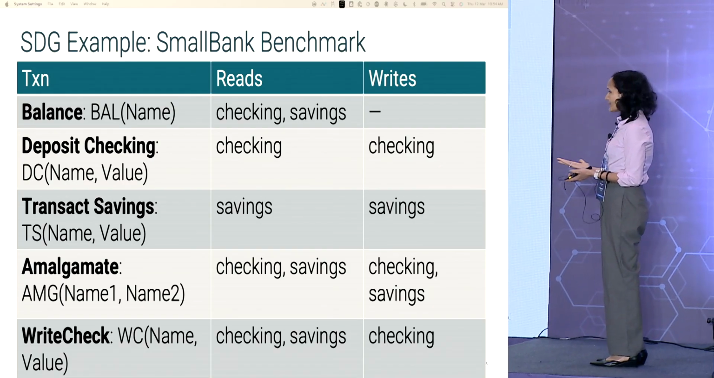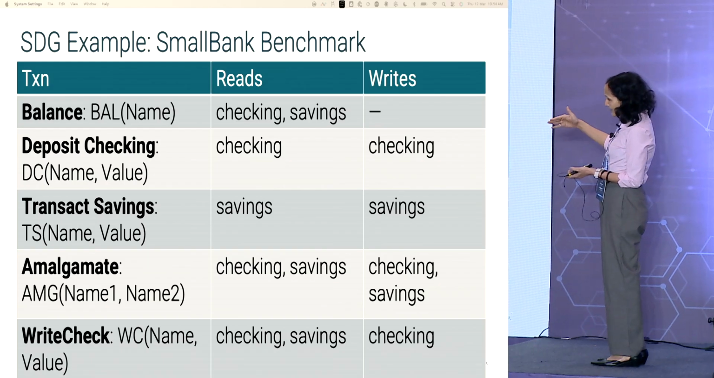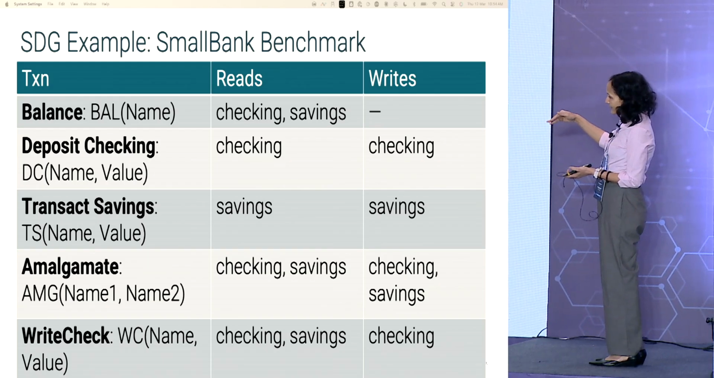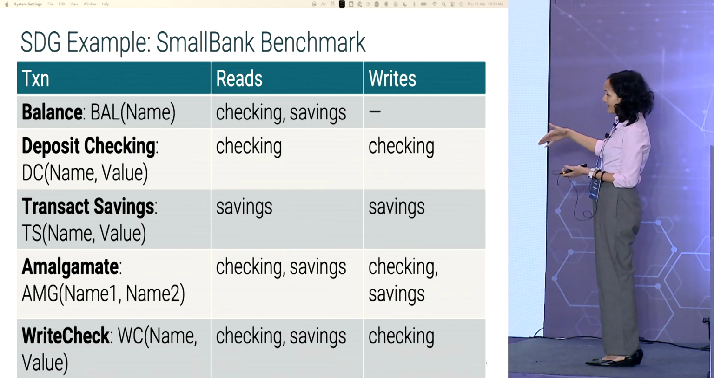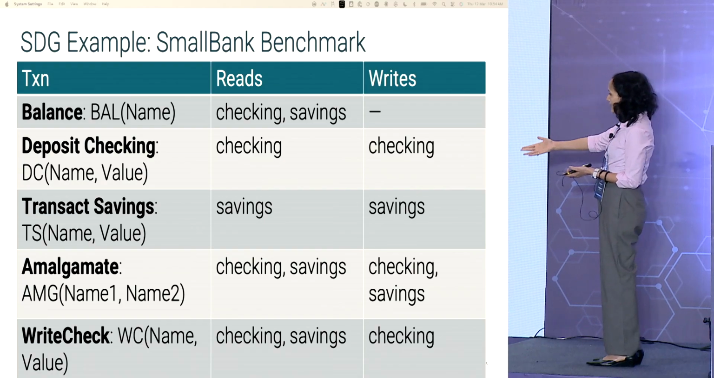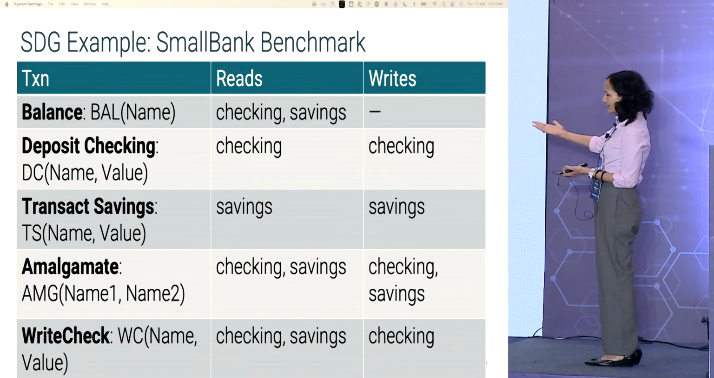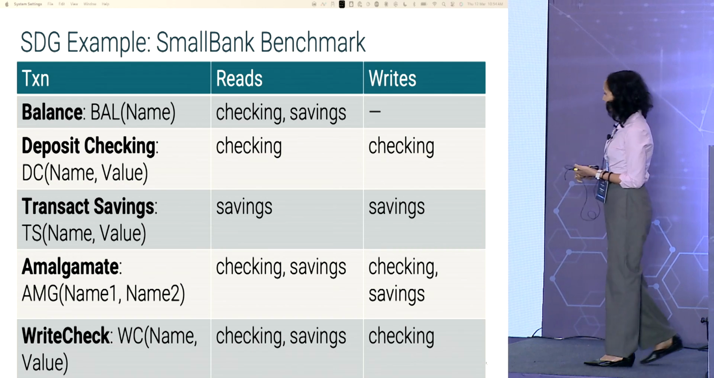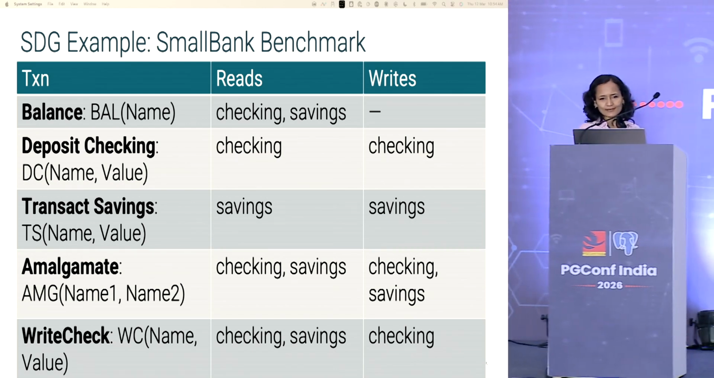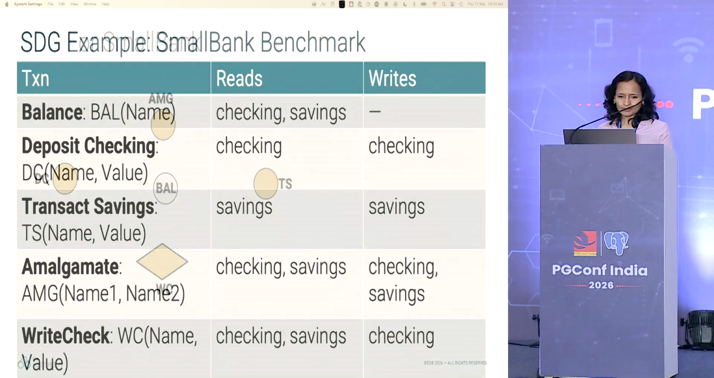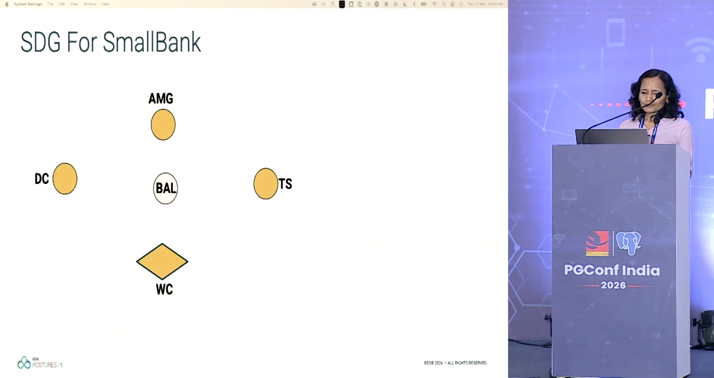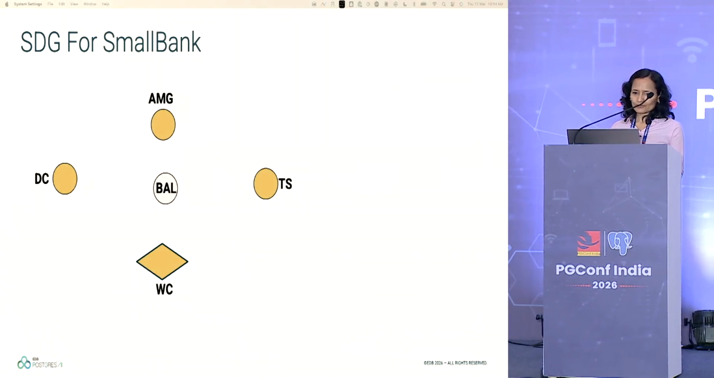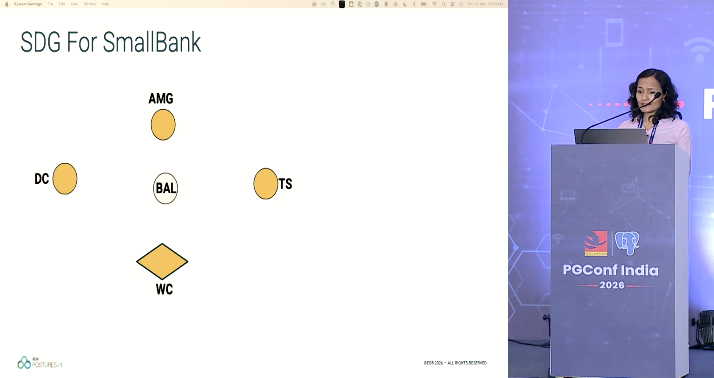And write check is writing a check, but it deducts from savings. But if it sees that there's an overdraft by reading both the checking and savings, that the check amount is not enough to cover both, then it will deduct a penalty. So these are simple transactions, and we'll draw a graph to explain. I've represented the transactions here. Balance is a read-only transaction.